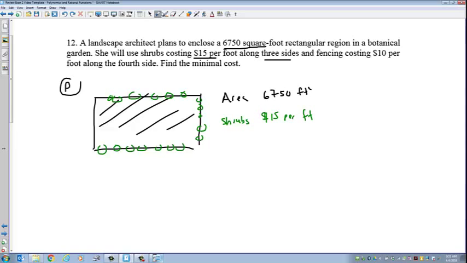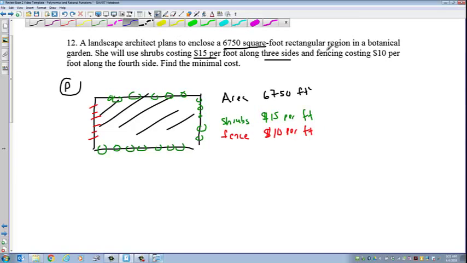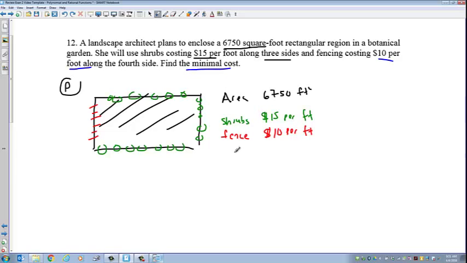Versus I'm going to have a fence on the 4th side. So, and fencing costing $10 per foot along the 4th side. So there's a fence right here. So then my fence is $10 per foot. And then what do we want to find? All right, so $10 per foot. And then we want to find the min cost. So find min cost.